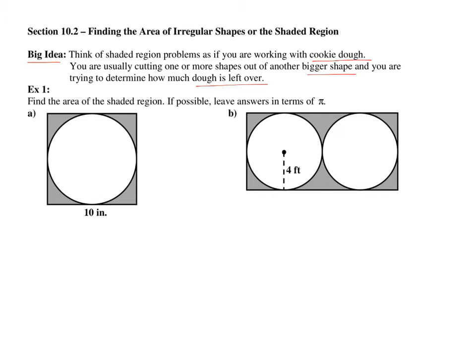So example 1, find the area of the shaded region. If possible, leave your answer in terms of pi. This means that if you have pi, when you're working out the expression and simplifying it, don't plug in 3.14 for it. Just leave pi there.